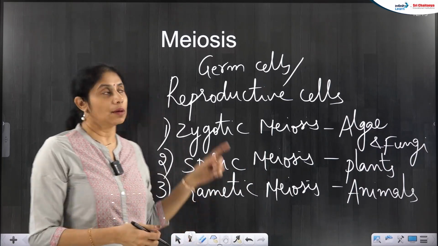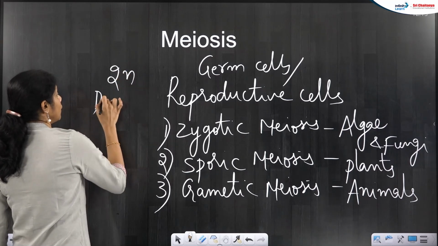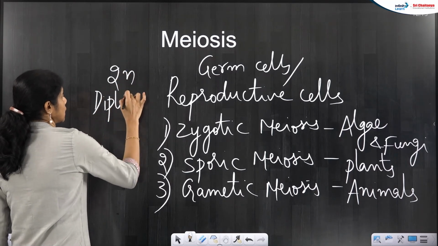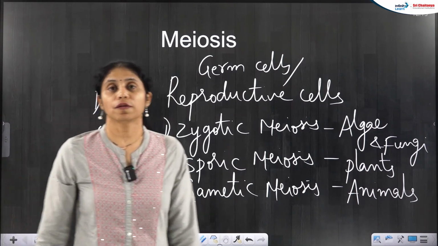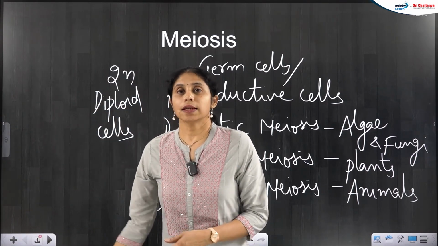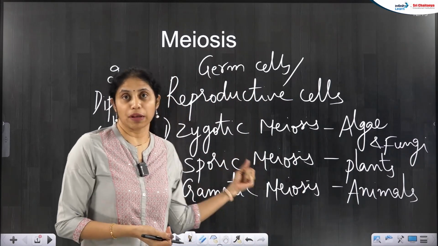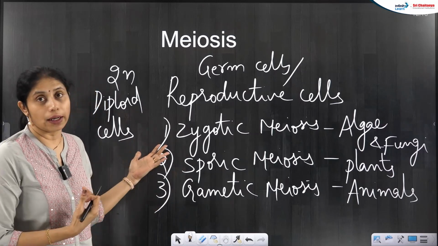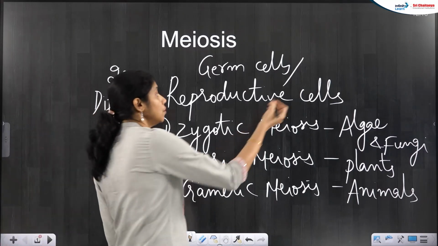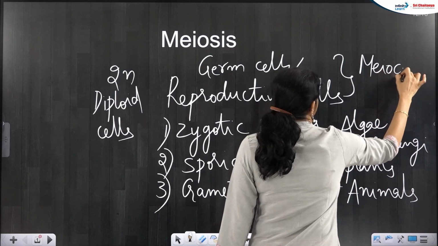And meiosis always happens in diploid cells. That is the nature of meiosis, and let us see it in detail further. This is the basic information. The cells which show meiosis are generally called meiocytes.